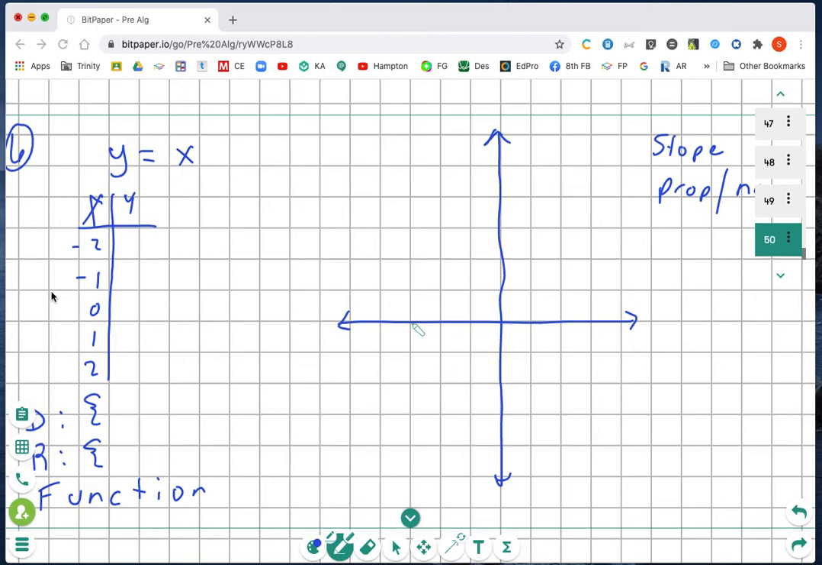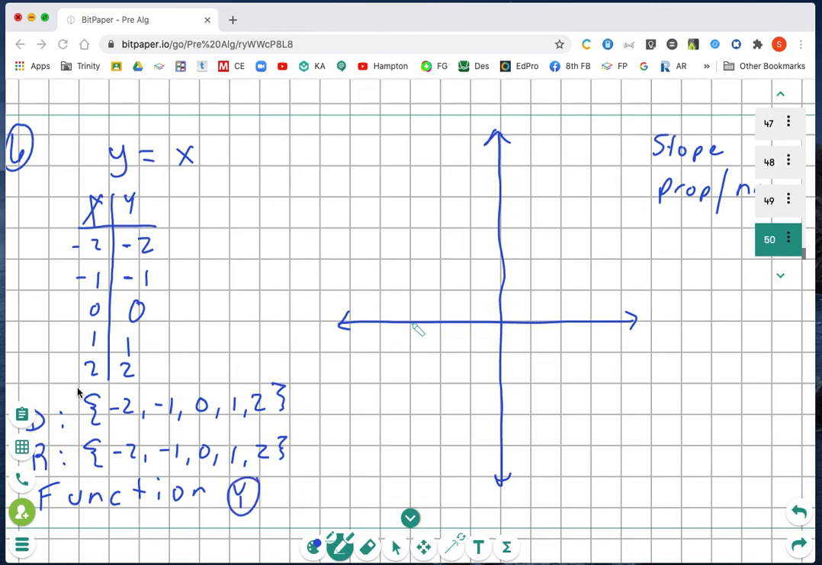All right, now I'm going to plug in x is -2, then y equals -2. When x is -1, y equals -1. When x is 0, y is 0. When x is 1, y equals 1. When x is 2, y equals 2. So our domain is -2, -1, 0, 1, 2. Our range is -2, -1, 0, 1, 2, both in least to greatest. I'm looking to see if any of my x's repeat. They don't. So yes, this is a function.